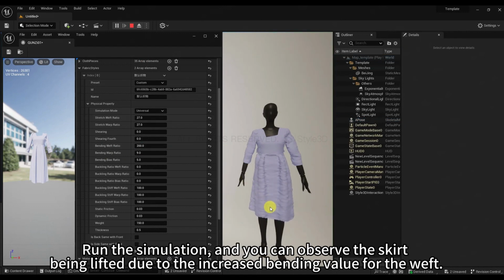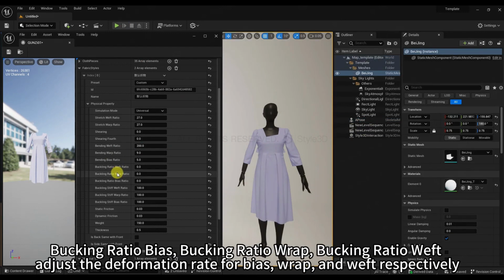Increase the bending property for the weft. Run the simulation and you can observe the skirt being lifted due to the increased bending value for the weft.